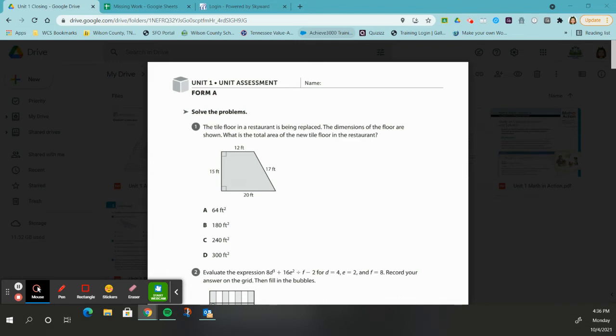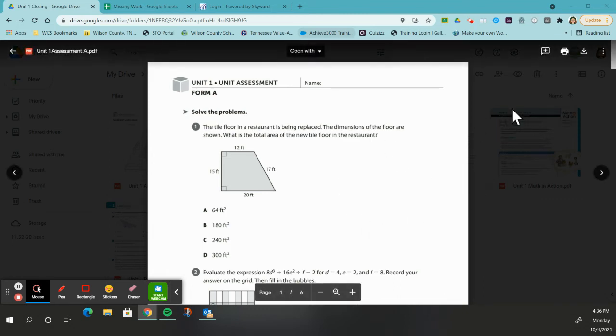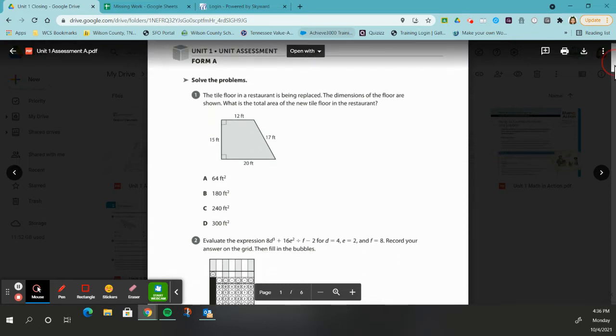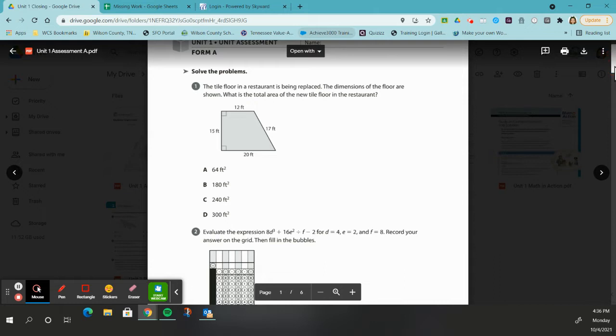Welcome to our corrections for our Unit 1 assessment. I'm going to be showing you how to correct your problems for our questions. We're going to start with number 1.